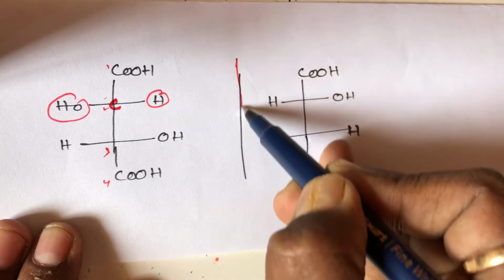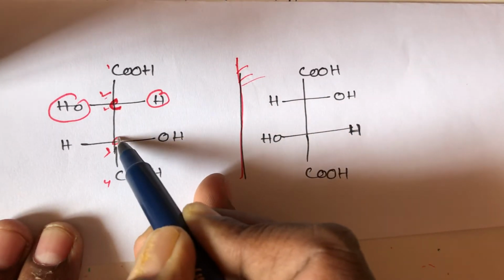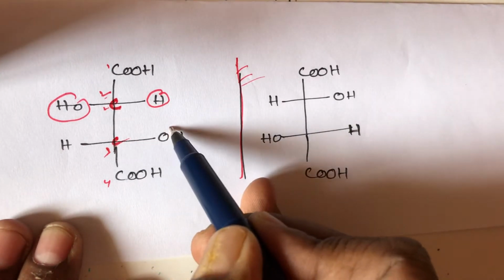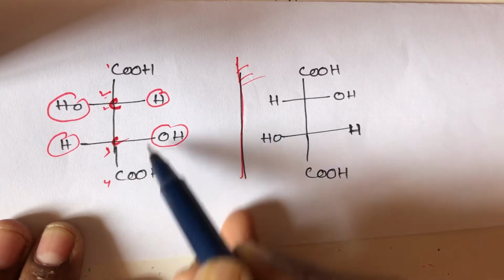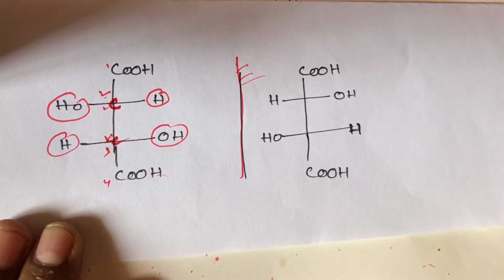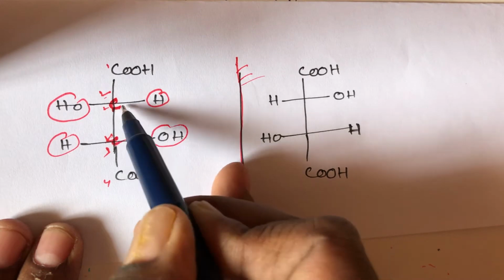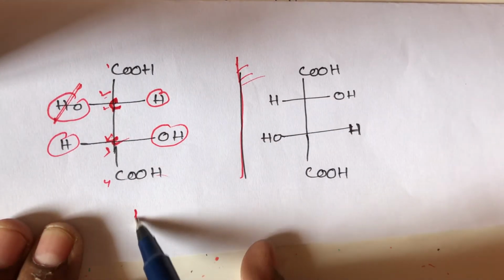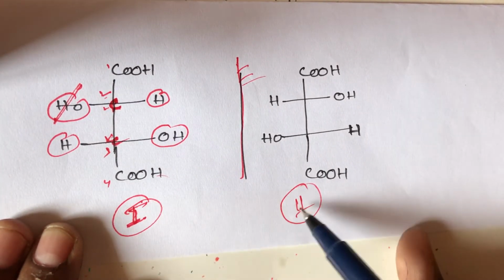This middle line acts as the mirror. This is the second carbon, and the third carbon is also a chiral center. Why? Because this carbon has 4 different groups: an OH group, one H, one COOH group downwards, and the top position completes the compound. So this compound has 2 chiral centers. In the first structure, the second carbon is one chiral center, with the OH group present on the left hand side, but this is compound 2. Here two compounds are there, structure 1 and structure 2.